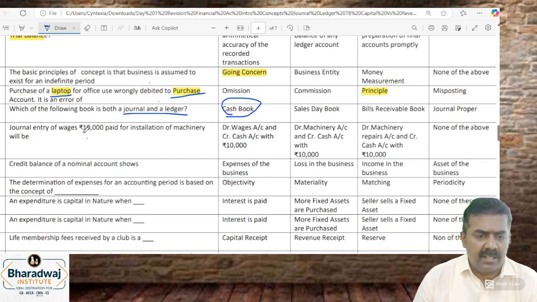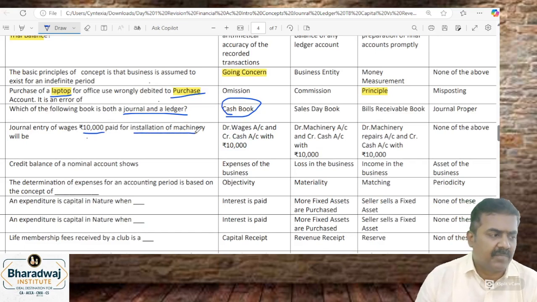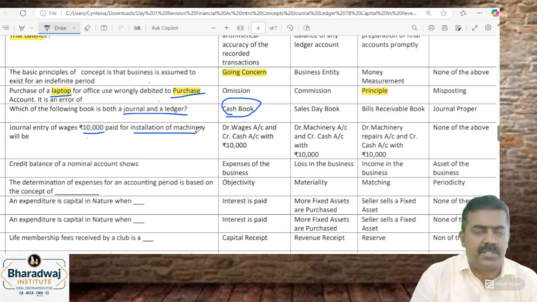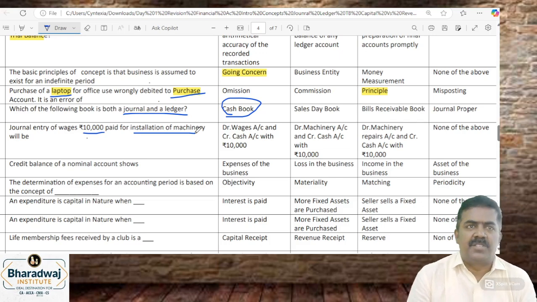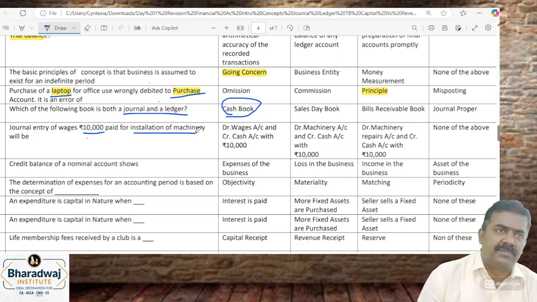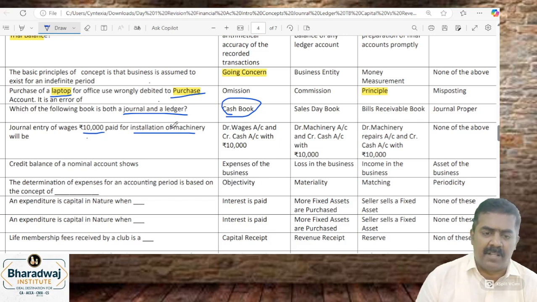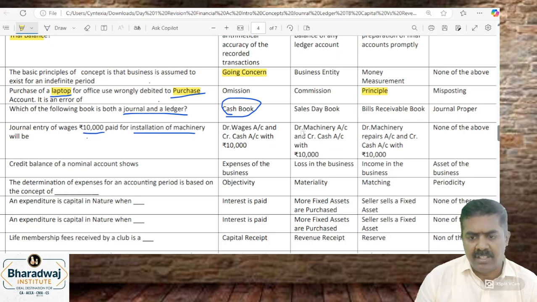Journal entry: 10,000 paid for installation of machinery. When you pay wages for installation of machinery, pass the entry. Wages to cash or machinery to cash? The wages paid is for installation of machinery, so it will be machinery account debit, to which account? Cash account.